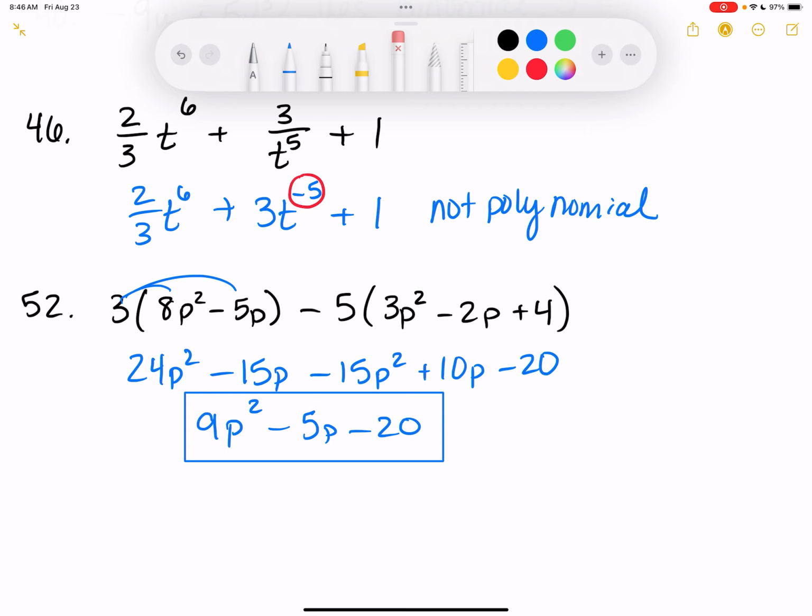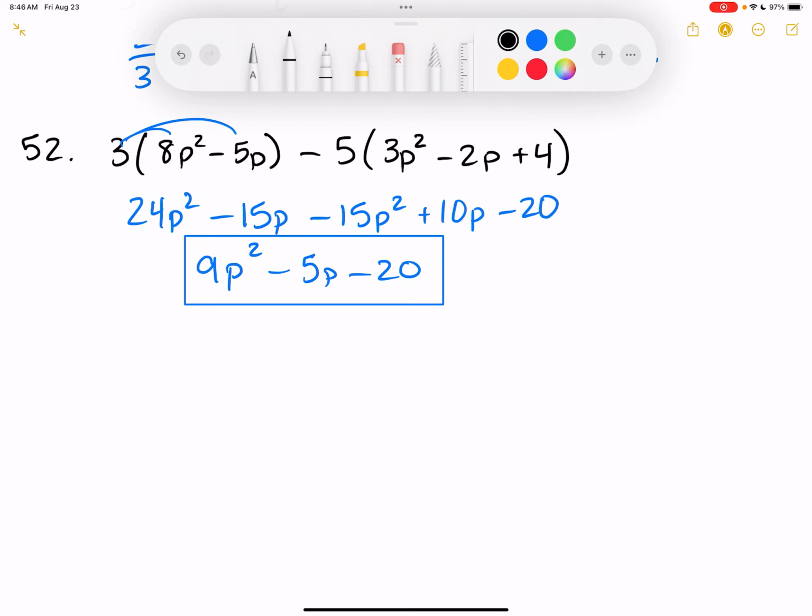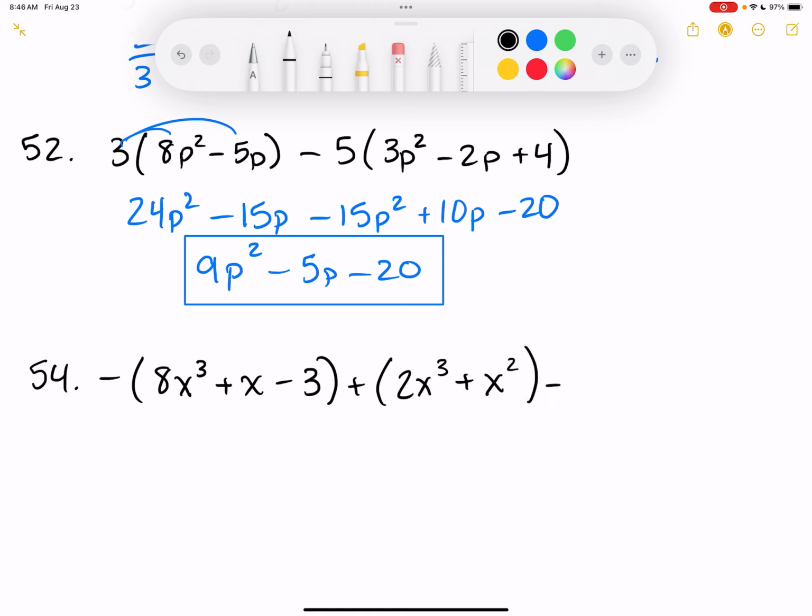Let's see, 54. We've got negative (8x cubed plus x minus 3), and then plus (2x cubed plus x squared), and then minus (4x squared plus 3x minus 1).